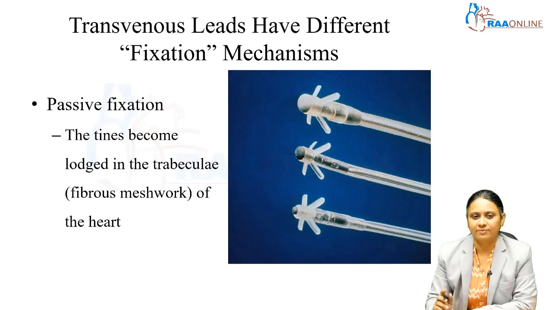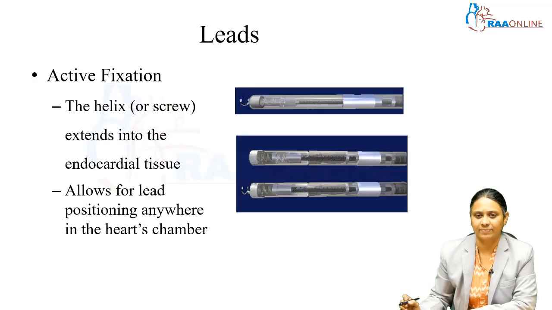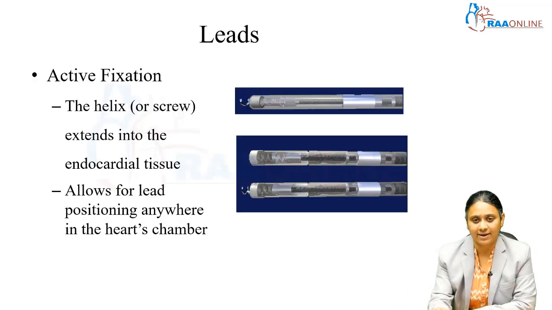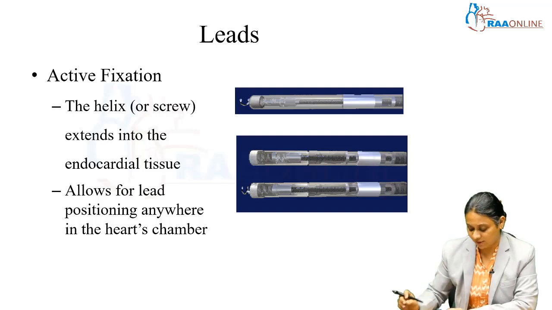Based on the fixation mechanism, these are the tines, the passive fixation mechanism, which are lodged in the trabeculae or the fibrous meshwork of the heart. This is the screw-in helix. This helix or screw extends into the endocardial tissue; it needs to be screwed in. So it can be placed anywhere, while the tined leads need a stable position like the RV apex, while these screw-in leads can be placed anywhere, even in the bundle of His.